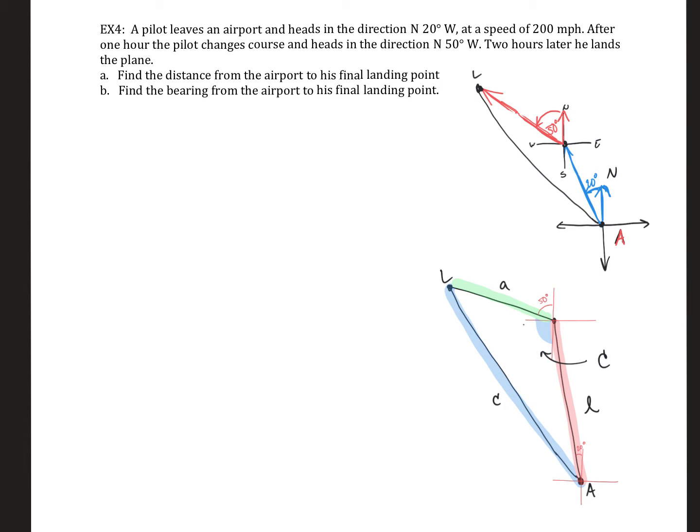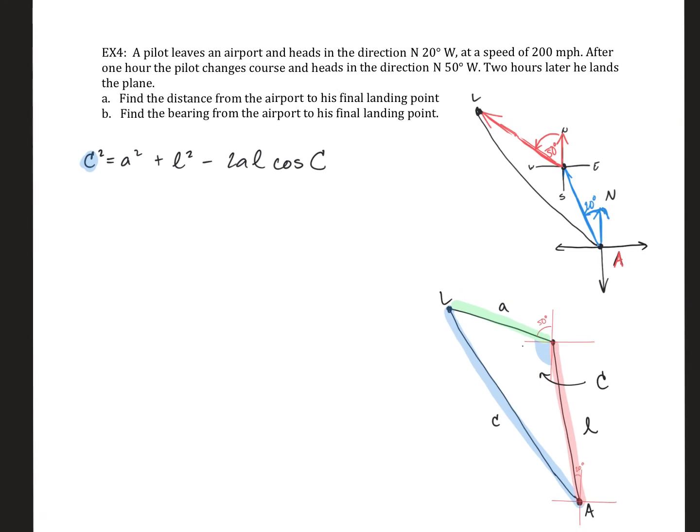So if I was doing this, I want the formula c squared equals, and in this case it's going to be a squared plus l squared minus 2al cosine of big C. And what are we trying to find? Well, we're trying to find the highlighted blue, so we're trying to find c. And currently, we don't have any of the information we need to solve. Shucks. So how do we figure that out?